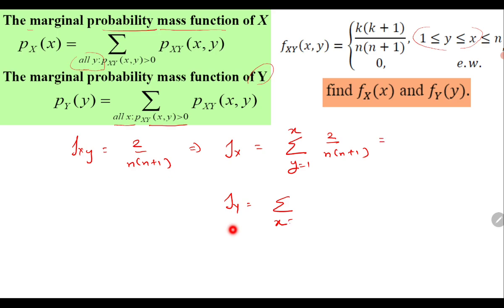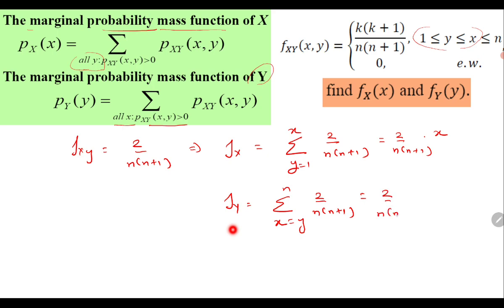And x is moving from y to n, and 2 by n plus 1 is a constant. So that's why in both the cases, in the first case, the summation y equal to 1 to x, so there are x terms. So that's why it becomes x.